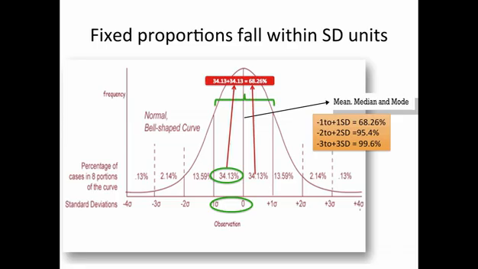So you can see, between -1 and +1 SD, 68.26% of people fall. Between -2 and +2 SD, around 95% of people fall. Between -3 and +3 SD, 99.6% of people would fall.